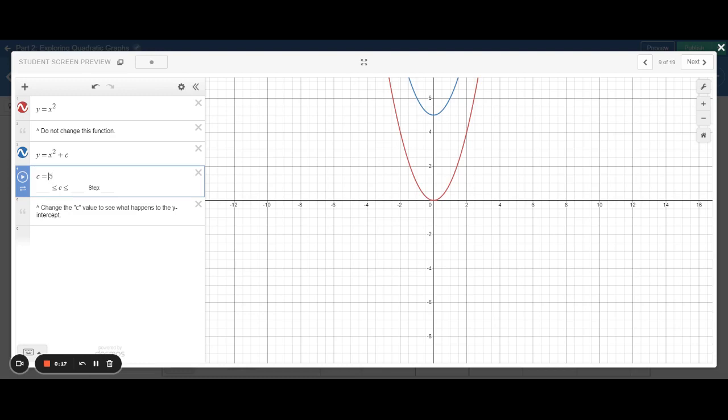Now, what if I put a -5? Is it going to make it go upside down? No, it's just going to move it 5 down from the origin. So that's all it does.